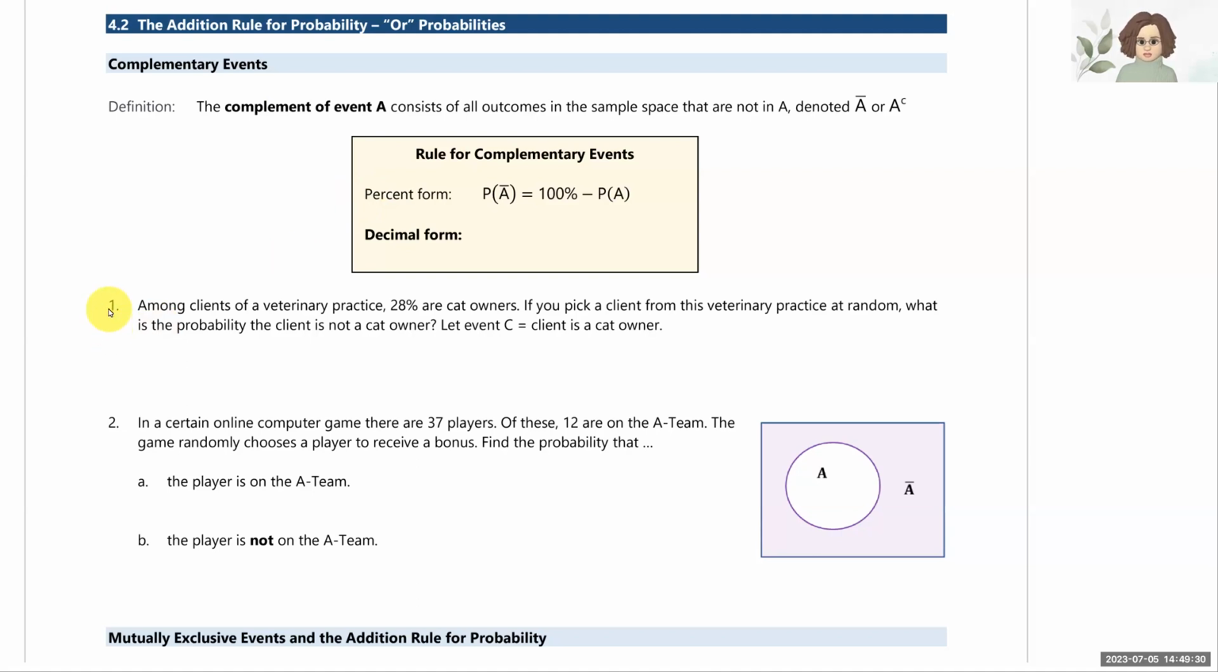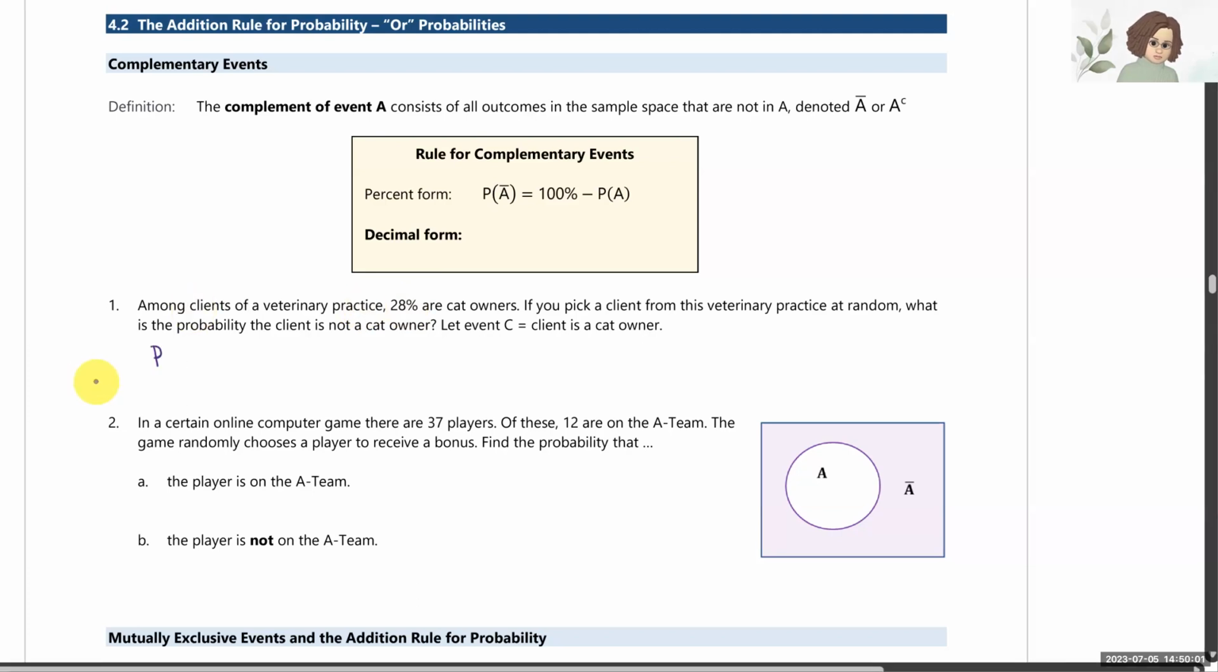So among clients of a veterinary practice, 28% are cat owners. So if you were to pick a client from the practice at random, what is the probability the client is not a cat owner? So 100% would represent all the clients. So if we took away the ones that are cat owners, we'd be left with ones that are not. And that's the rule of complements. So let me just introduce our notation here.